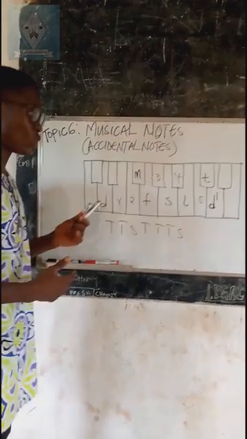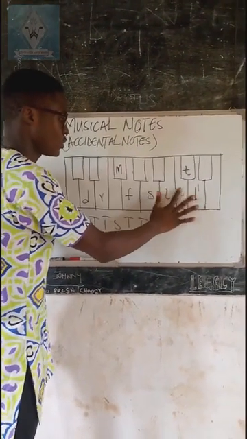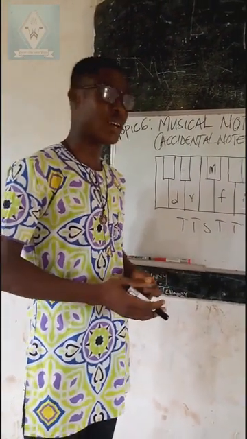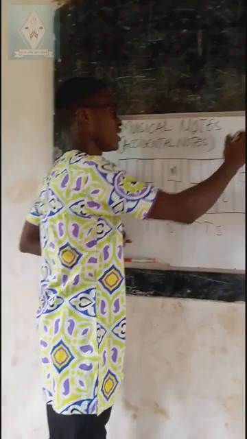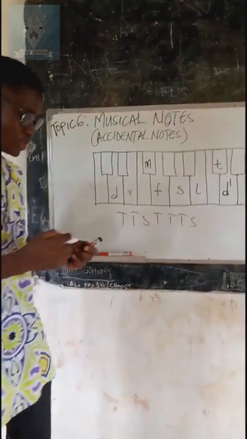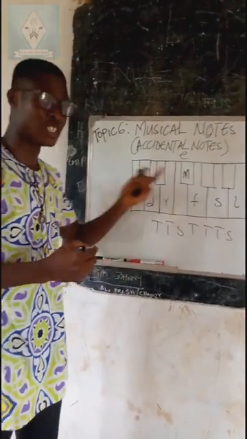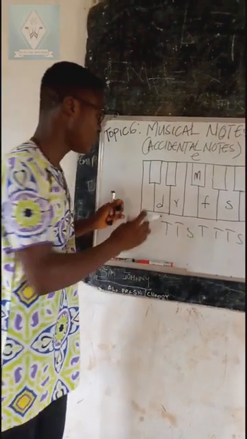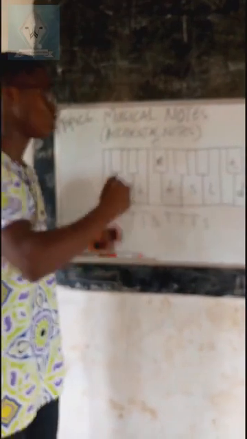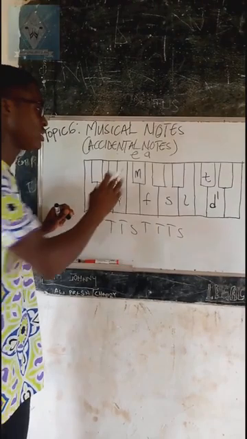Now, how do we know the names of these accidental notes? When we talk about accidental keys, we say to derive an accidental key, you sharpen a natural key. And when you sharpen a natural key, you add the sharp sign to it. When you flatten, add the flat sign. But here, we don't do that. When you sharpen a natural note, you simply add E to that note to have the name of the accidental note derived. Now, if you flatten a natural note, you simply add A to that note to have the name of the accidental note derived.